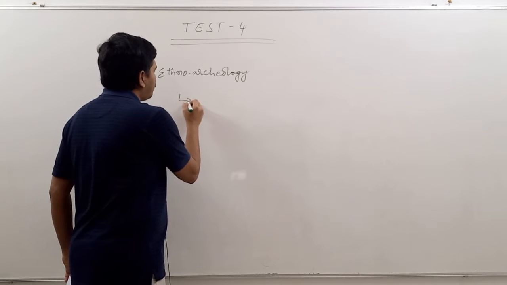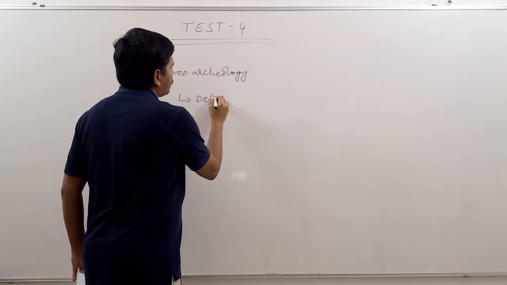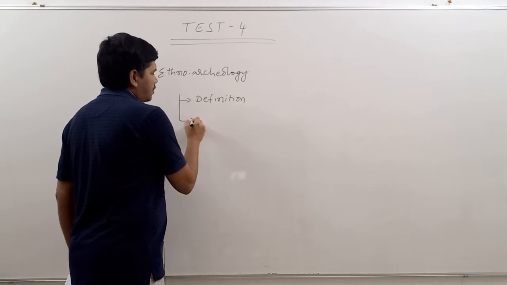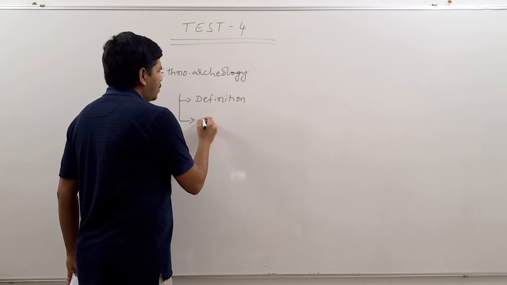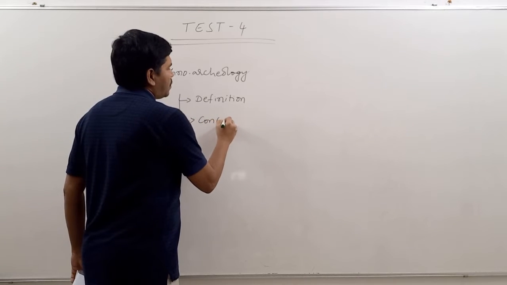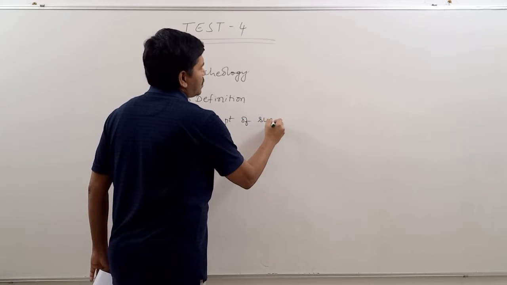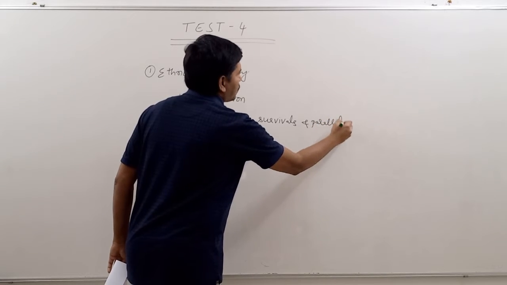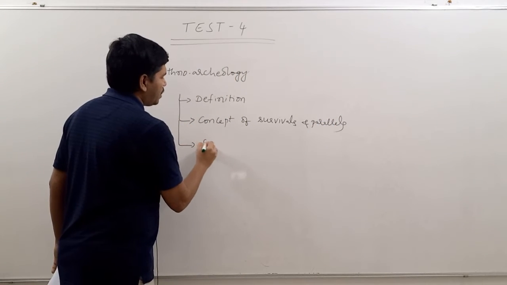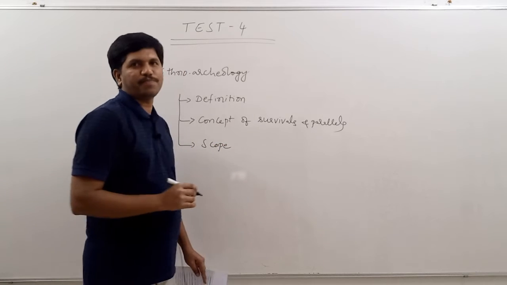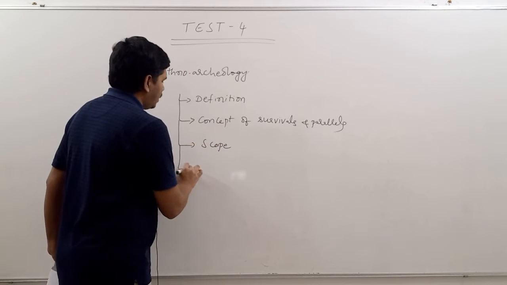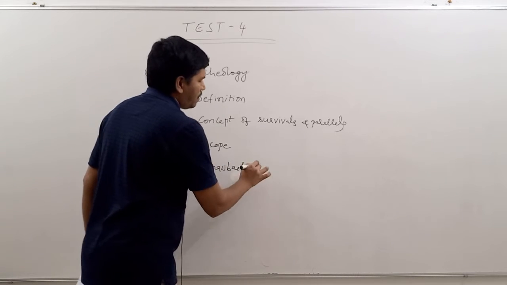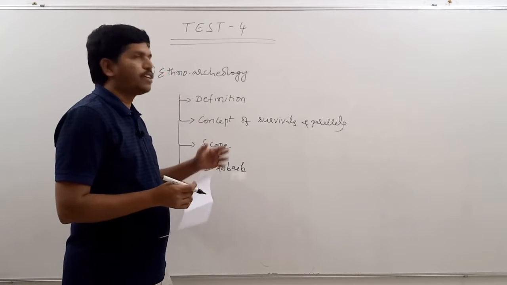Then you have to give the definition of ethnoarchaeology. After that, the basis of ethnoarchaeology. The base of ethnoarchaeology is the concept of survivals and parallels. After that, you have to explain the scope of ethnoarchaeology. And finally, you have to write the drawback of ethnoarchaeology.